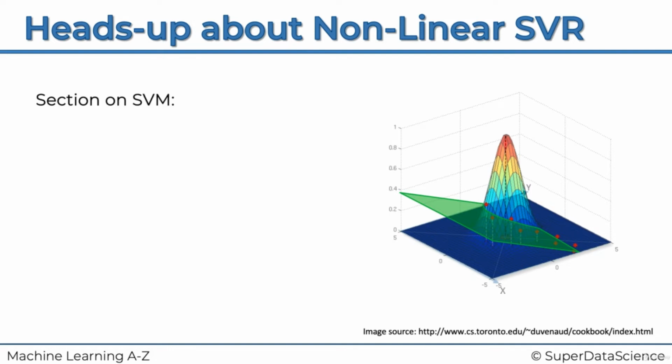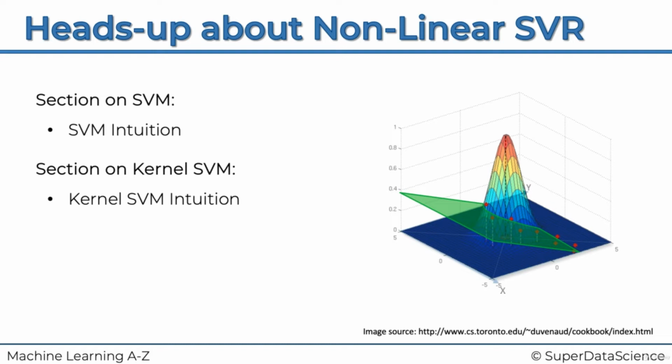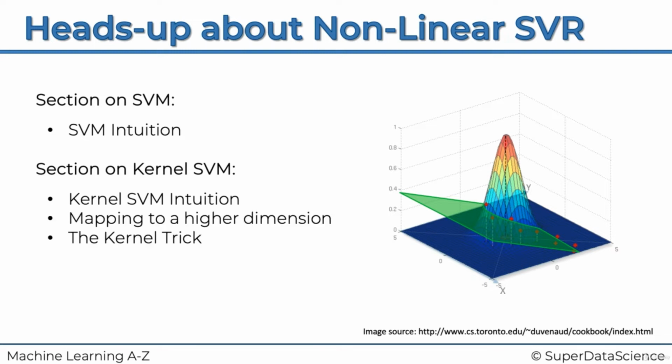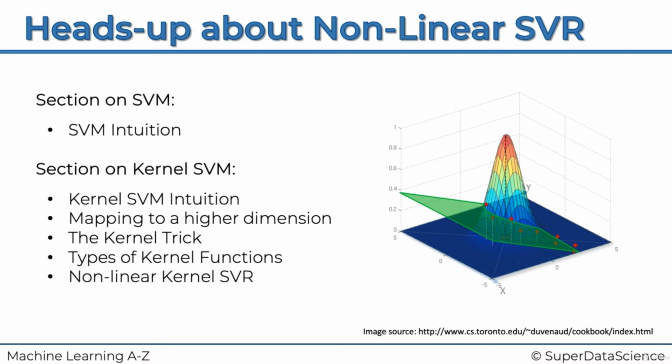First, in the section on SVM, you'll find a tutorial called SVM Intuition. That's an essential tutorial in the steps to getting to kernel SVR or nonlinear SVR. Then in the section on kernel SVM, the following section, which you can find in the part of the course that is to do with classification, there's a tutorial called kernel SVM Intuition. Then there's mapping to a higher dimension, the kernel trick, types of kernel function, and then finally non-linear kernel SVR. So as you can see, it's quite a complex topic, and it comes at the very end of this list.